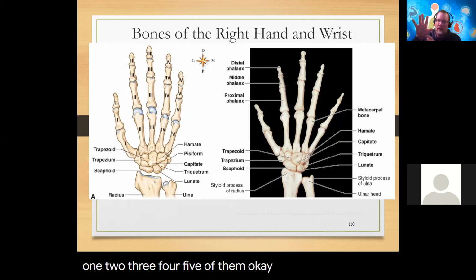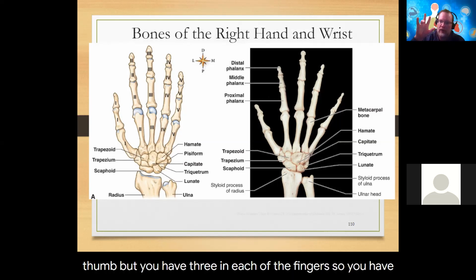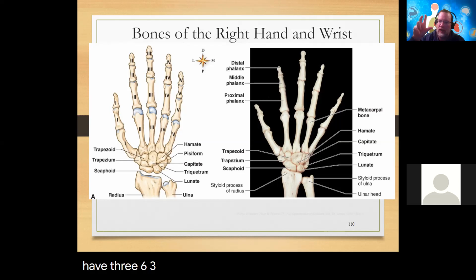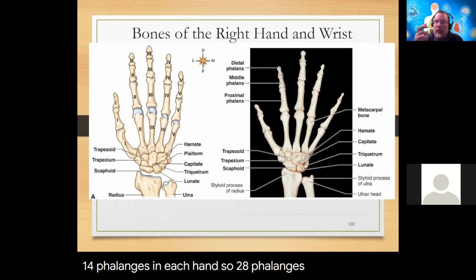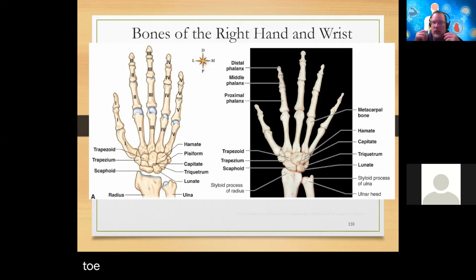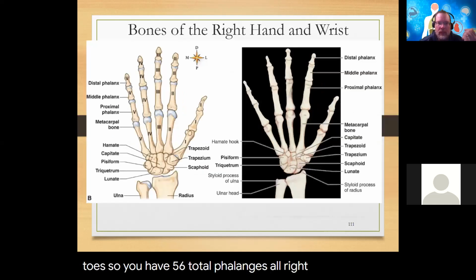Okay. And then these are the phalanges, or the fingers. You have 2 phalanges with the thumb, but you have 3 in each of the fingers. So you have 3, 6, 9, 12, 13, 14. Okay, 14 phalanges in each hand. So 28 phalanges total up top, and 28 phalanges total down below in the toes. So you have 56 total phalanges. All right. That's it with the upper extremity.